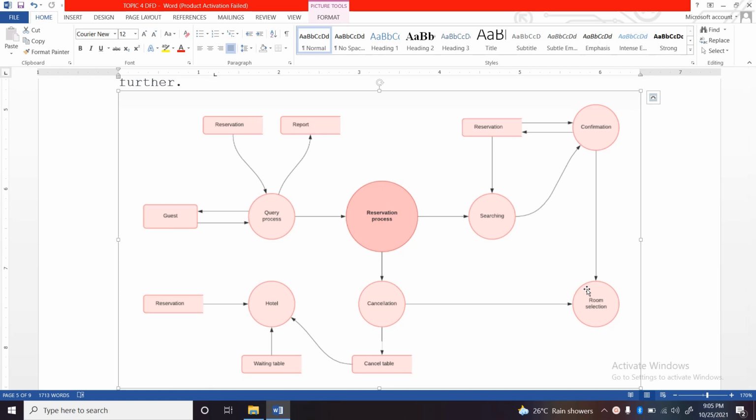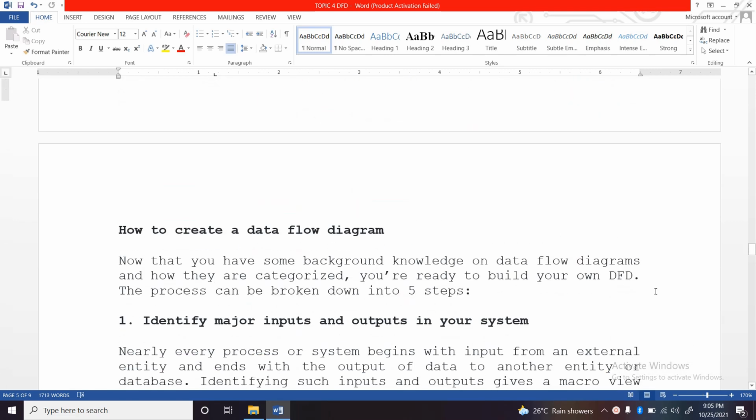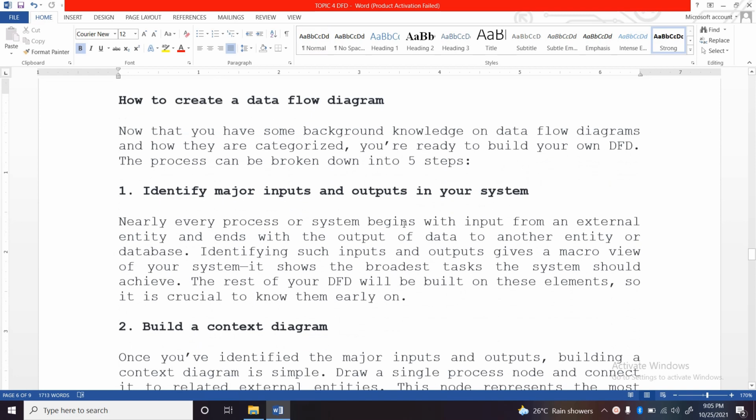So those are the different levels. We have level 0, level 1, and level 2, but we can also have level 3, but it will be more complicated later on. Okay? So, how to create a data flow diagram.